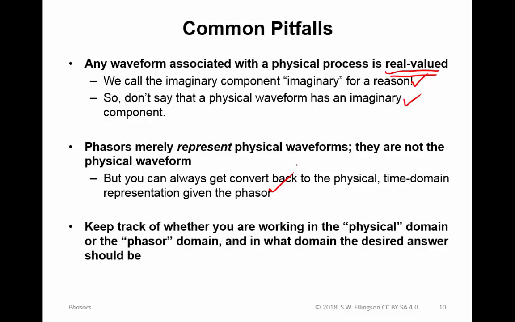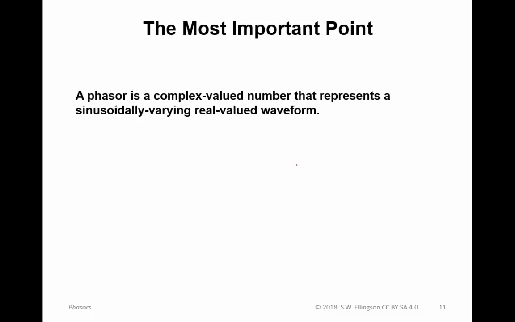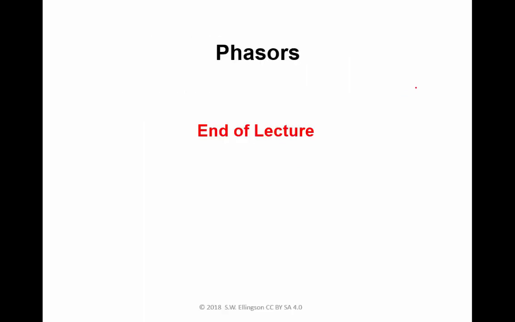So a common pitfall is to give a phasor as the answer when a physical waveform is expected, or vice versa. And again, we frequently leave answers in phasor form, but you need to understand that that's the phasor and not the physical waveform. The most important point of all: a phasor is a complex valued number that represents a sinusoidally varying real valued waveform. If you keep this in mind, you are much less likely to make an error. This concludes this lecture on phasors.